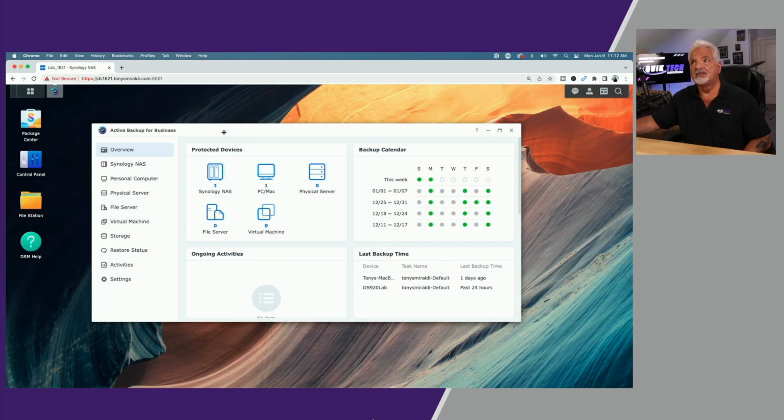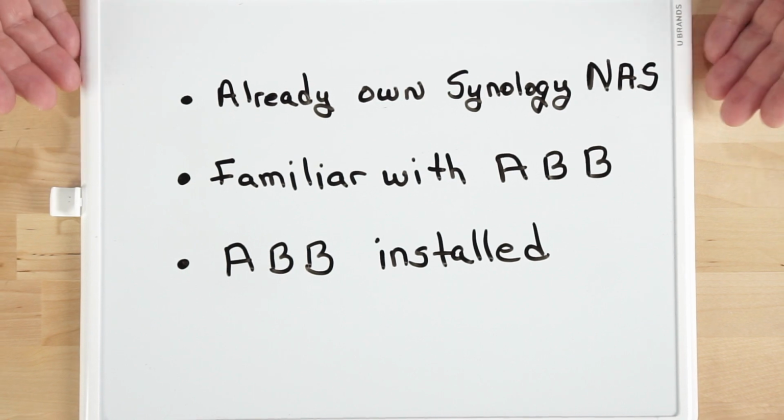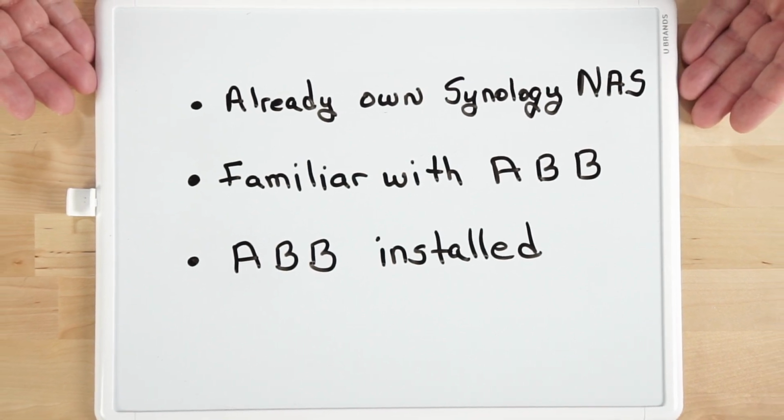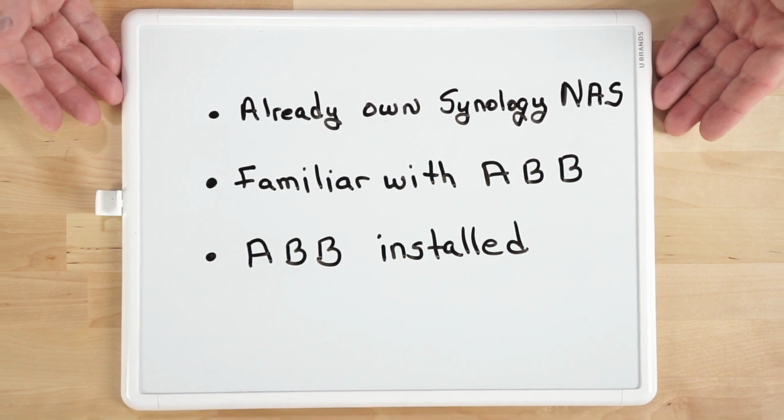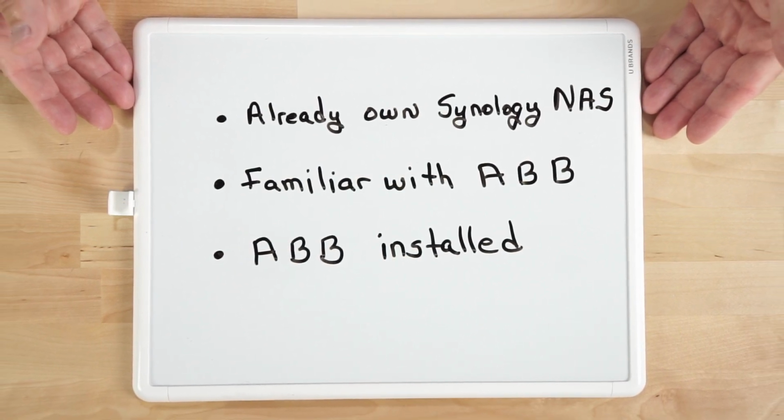Okay, so I am signed into my Synology DS1621 Plus, and as you can see by my screen here, I already have Active Backup for Business installed. Now, if you don't have Active Backup for Business installed, I suggest you do that as a prerequisite before watching the rest of this video, because I'm making the following presumptions if you click to watch this video. 1, you already own a Synology NAS. 2, you're currently familiar with Active Backup for Business. And 3, you currently have it installed on your NAS.